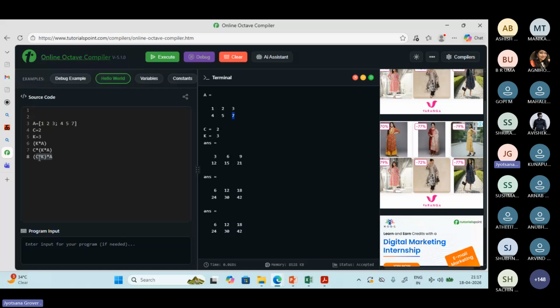So this result is the same as C into K into A. Here you're multiplying scalars first, and then you're multiplying that result with A. Every entry of A is getting multiplied with C into K. And here you are multiplying every entry of A with the K, you get this, and then you are multiplying every entry of this matrix with C. So the result is going to be the same. See, both the results are same.